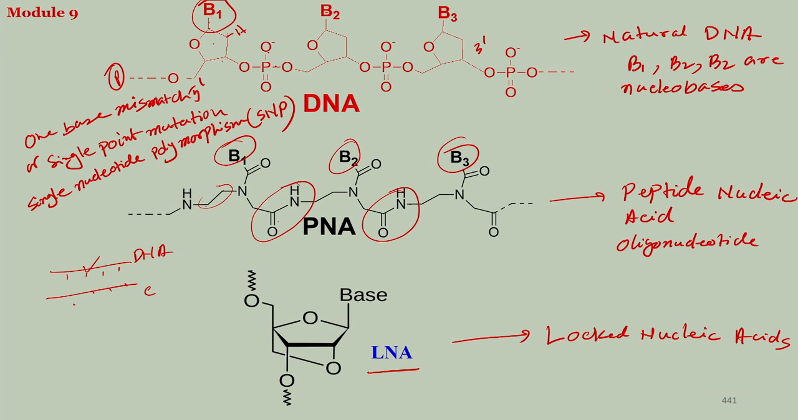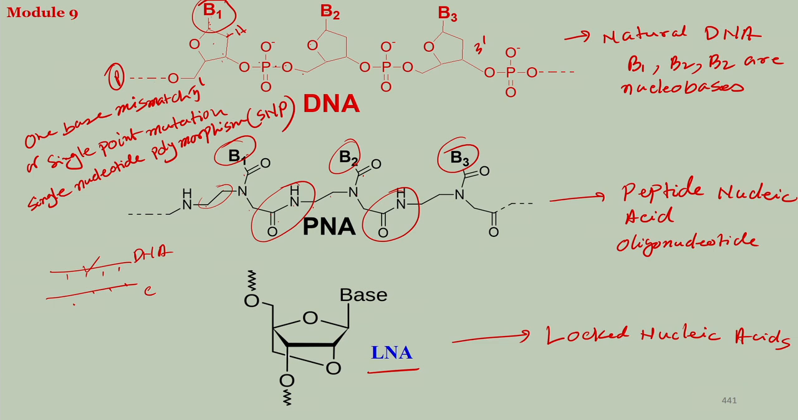Let us see in DNA how many intervening atoms are present. So, 1, 2, 3, 4, 5, 6, 7, 8, 9, 10. Ten atoms, I think, are present between B1 and B2. Here, 1, 2, 3, 4, 5, 6, 7, 8, 9. So, very close to this. So, the distance, if you go by the chain, between B1 and B2 is almost the same as in DNA.